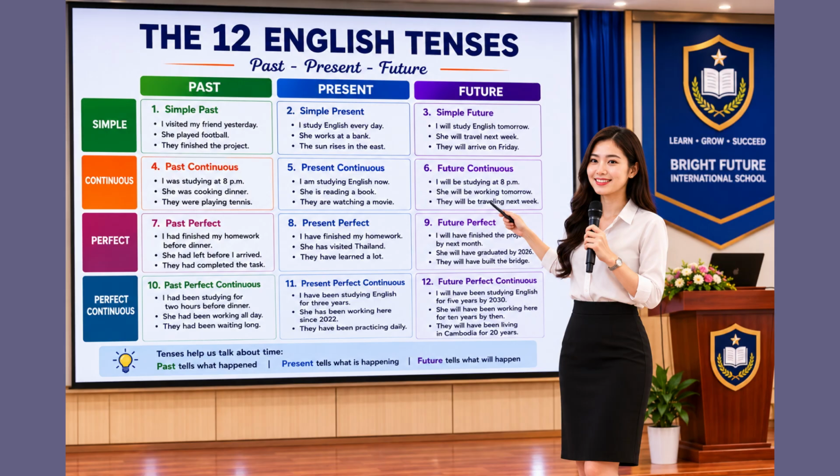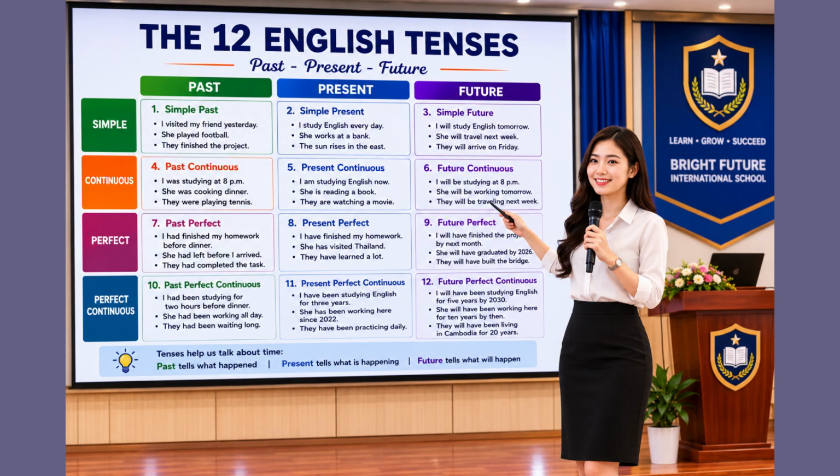11. Future perfect tense. The future perfect tense describes actions that will be completed before a certain future time. Structure: subject plus will have plus past participle. Examples: I will have finished my homework by 9 p.m. She will have completed her degree next year. They will have built the bridge by December. We will have arrived before noon. For example, by the end of this year, I will have learned thousands of English words. This tense focuses on completion before a future deadline.